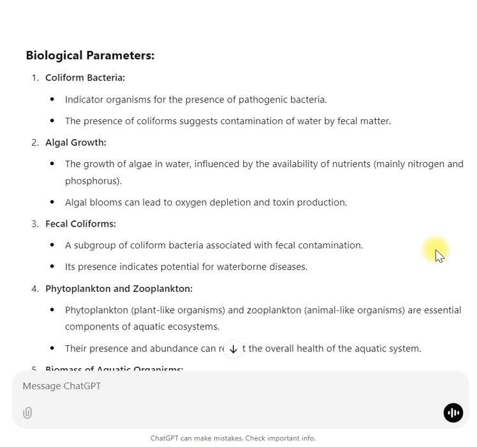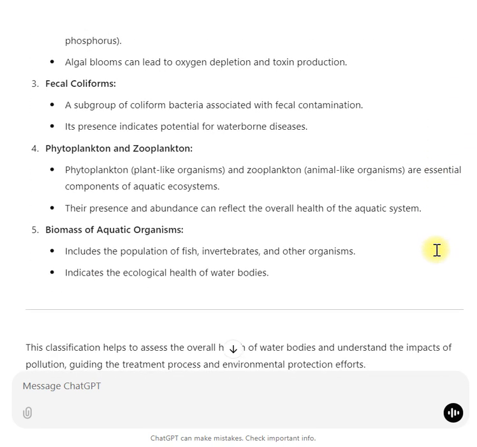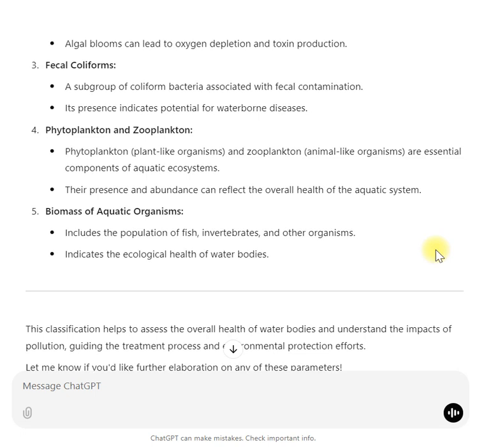Biological parameters. 1. Coliform bacteria, indicator organisms for the presence of pathogenic bacteria. The presence of coliforms suggests contamination of water by fecal matter. 2. Algal growth. The growth of algae in water, influenced by the availability of nutrients, mainly nitrogen and phosphorus. Algal blooms can lead to oxygen depletion and toxin production. 3. Fecal coliforms, a subgroup of coliform bacteria associated with fecal contamination. Its presence indicates potential for waterborne diseases.